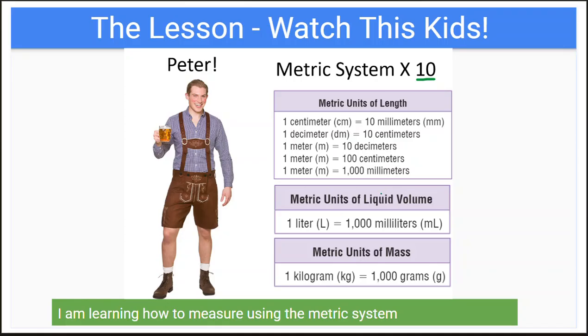Now, they also have metric units for liquid, and they have something called a liter, and that's 1,000 milliliters. A milliliter is really small. I'll show you in a second. And then we have the metric units of mass, and mass is what we use to weigh things. In the United States, we use pounds. Like you probably know how many pounds you weigh. Okay, but in Germany, they all use kilograms, and that's 1,000 grams. So let's look at that for a second here.